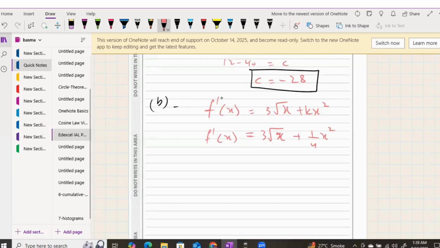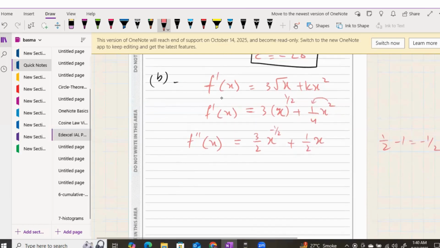I will differentiate it one more time to get the second derivative, with respect to x. This is the root of x, so the power of x here is 1 by 2. What does the derivative say? Multiply the power with the starting number. So 1 by 2 times 3 gives 3 over 2, and make the power 1 less. 1 by 2 minus 1 is negative a half. So x to the power of negative a half, plus power times the starting number. So 2 times 1 by 4 is 1 by 2, and make the power 1 less, 2 minus 1 is 1. So this is the second derivative.